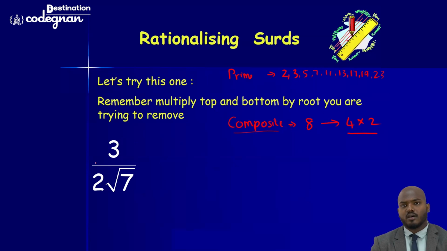A composite number will have more than two factors. If you break down the number, it will give you two or more numbers, and that is what we call a composite number. Sometimes the root will have a composite number, sometimes we don't have a composite number, sometimes only a prime number will come, and sometimes we will have something like a real number.